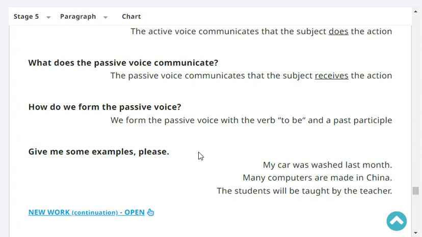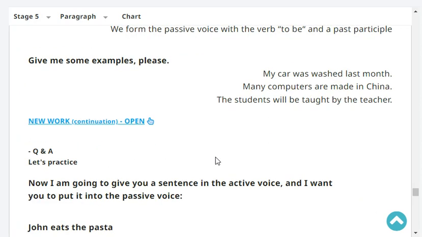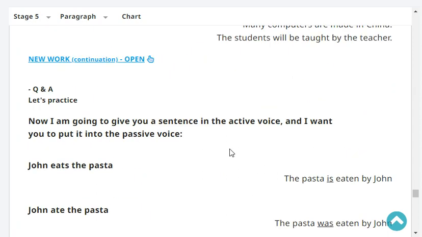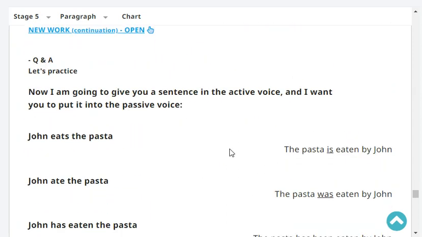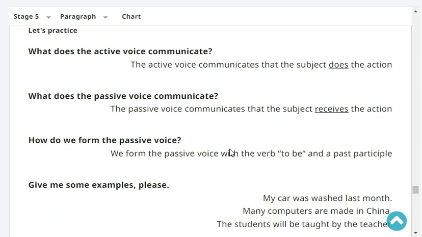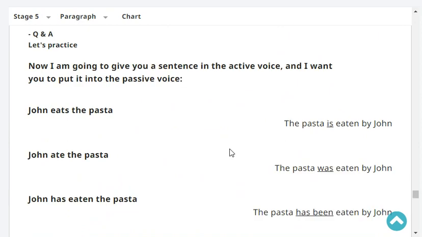My car was washed last month. Many computers are made in China. The students will be taught by the teacher. Very good. Okay, now I'm going to give you a sentence in the active voice and I want you to put it in the passive voice, okay? Okay, here we go. First one.